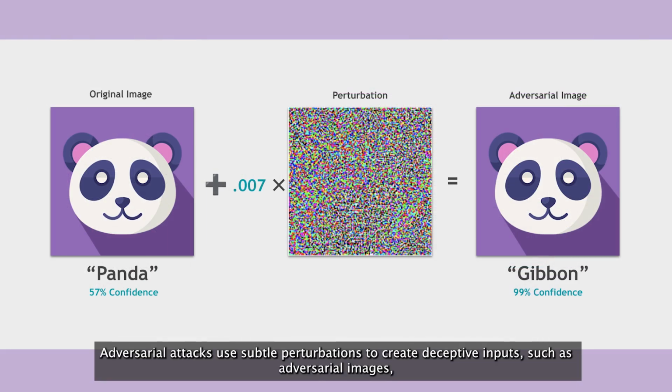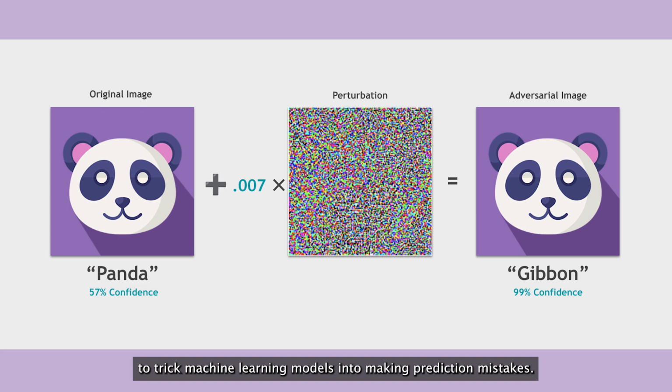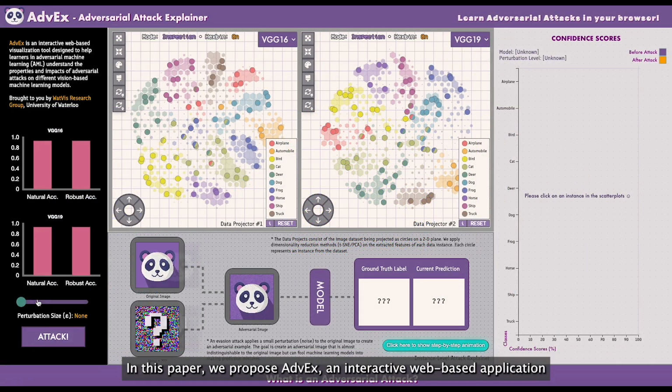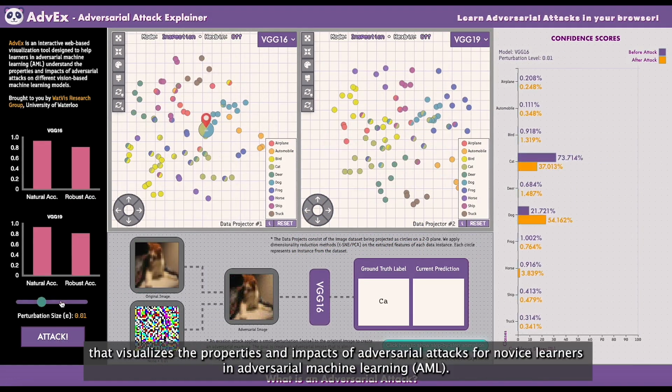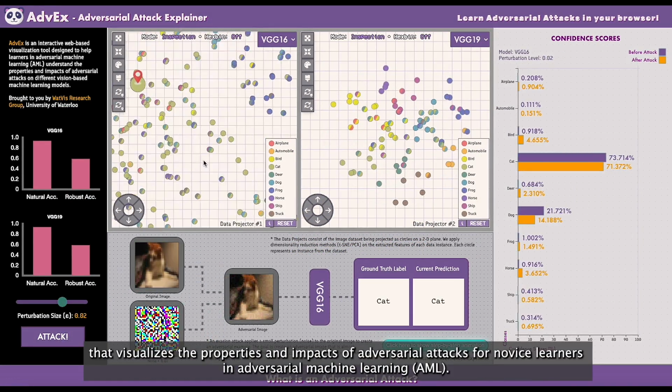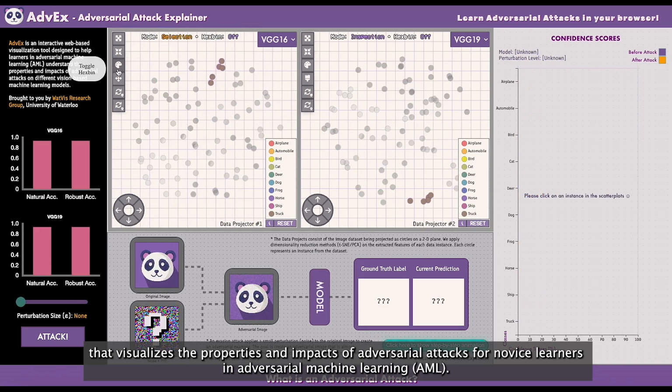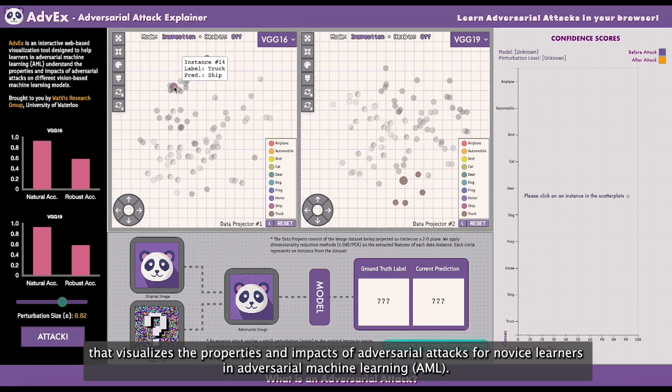Adversarial attacks use subtle perturbations to create deceptive inputs, such as adversarial images, to trick machine learning models into making prediction mistakes. In this paper, we propose Advex, an interactive web-based application that visualizes the properties and impacts of adversarial attacks for novice learners in adversarial machine learning.